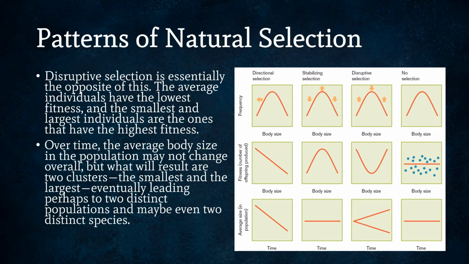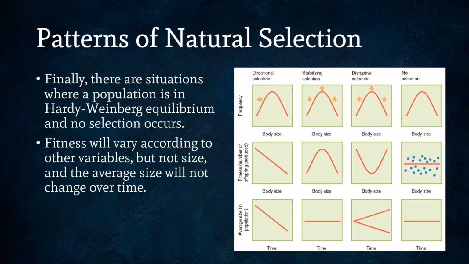Disruptive selection is essentially the opposite of this. The average individuals have the lowest fitness, and the smallest and largest individuals are the ones that have the highest fitness. Over time, the average body size over the population may not change at all, so the average doesn't change, but there are two clusters, the smallest and largest, eventually perhaps leading to two distinct populations and maybe even two distinct species.